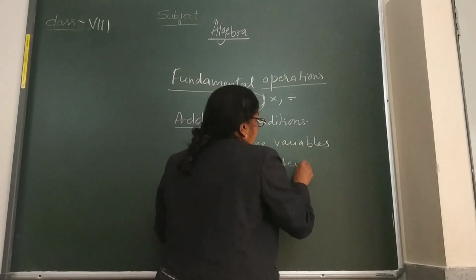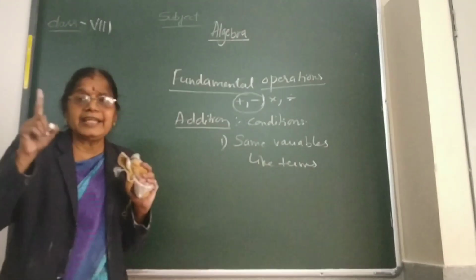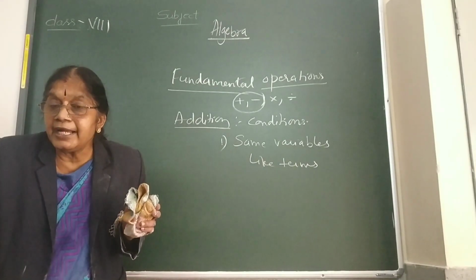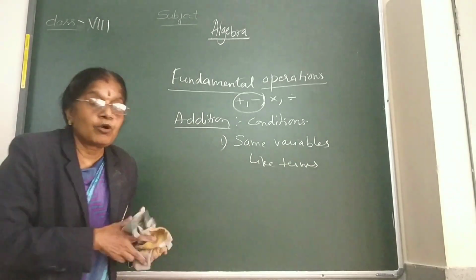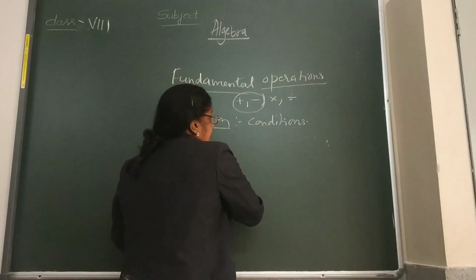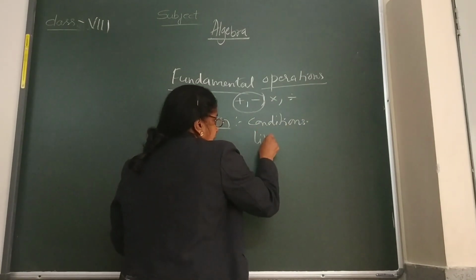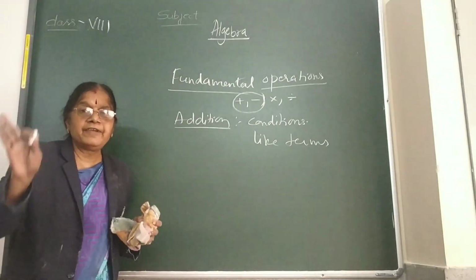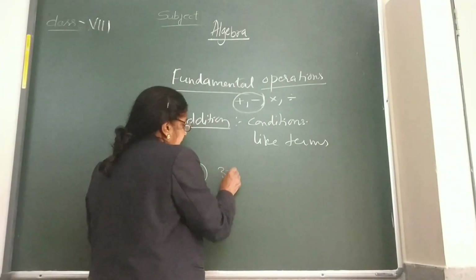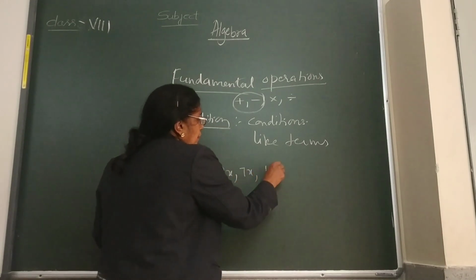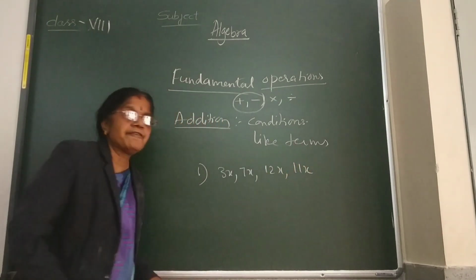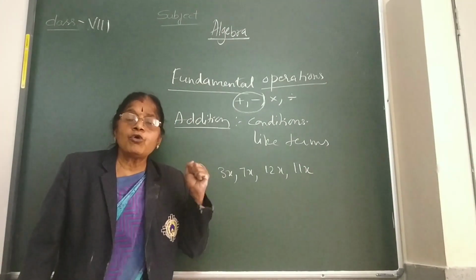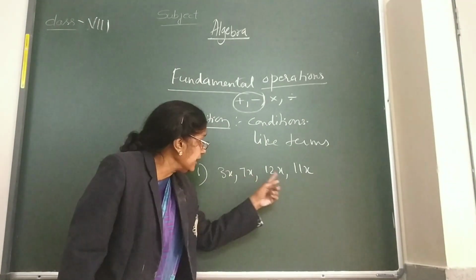Like terms. So like terms can be added and can be subtracted, but unlike terms cannot be added and cannot be subtracted, because the variables are different. So what is the condition? Like terms. The terms should have the same variable. For example, let us take 3x, 7x, 12x, 11x. What type of terms are they? Like terms. Why call them like terms? Because the same variable is there.